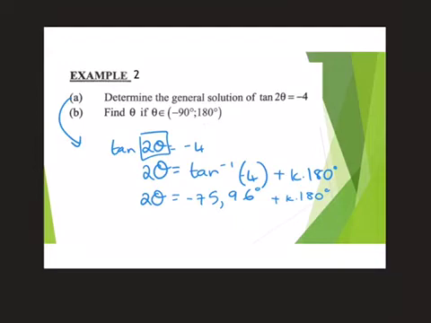But this is not where we end off. We don't end off a question with 2x or 2y or 2 theta. We need to get theta by itself. It's being multiplied by 2, so we're going to divide it by 2. So you're going to divide negative 75.96 by 2, which is going to get you negative 37,98 plus K, which never changes, but 180 also needs to be divided by 2.